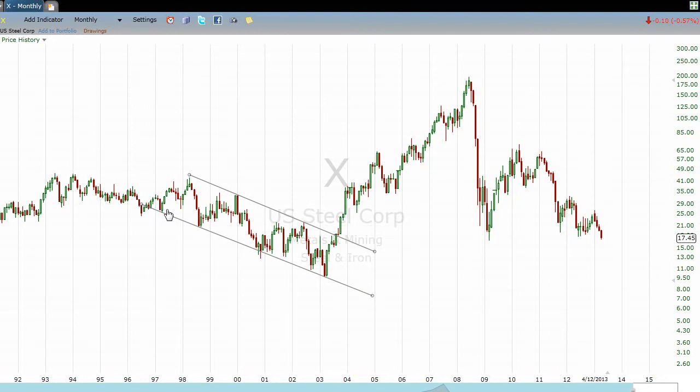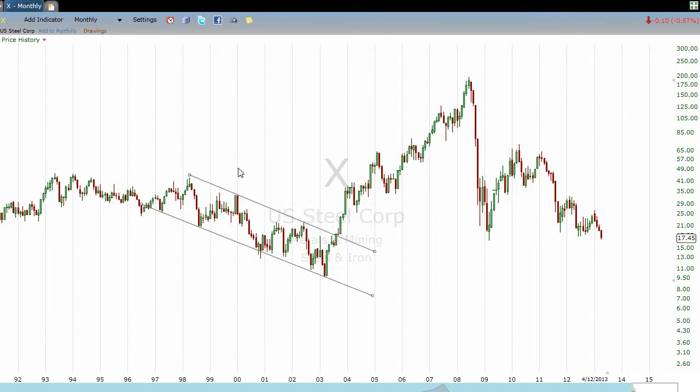What that means is that people have a tendency to buy and sell based upon the same percentage gain or percent loss. So it was down in this channel for 5+ years, and then it broke out of this channel.